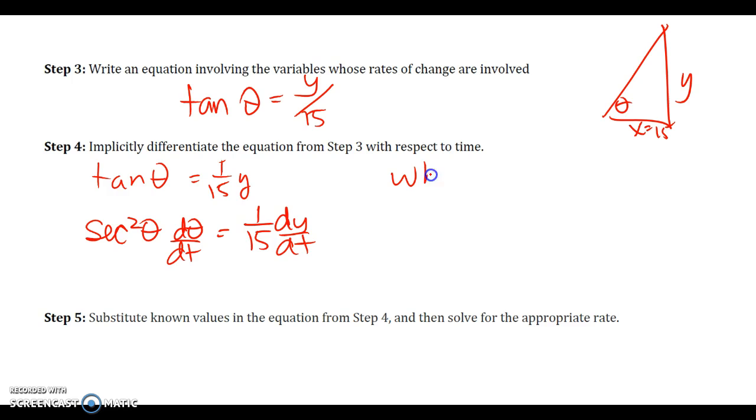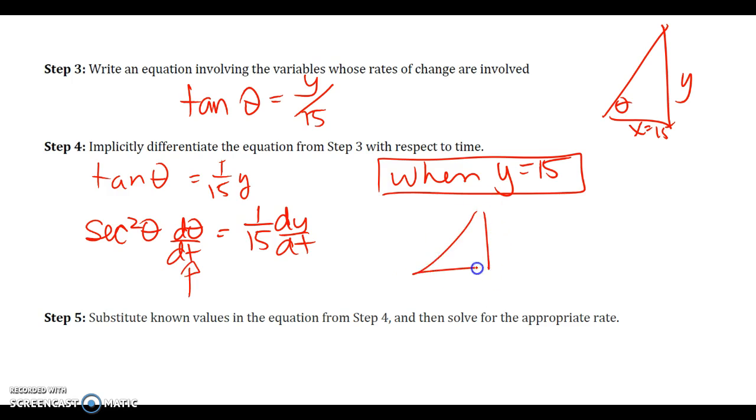Now, when they want to know it when y equals 15, this is going to help us get theta. We want to find this, but we didn't have a theta. So when y was 15, x was 15, we get the tangent of theta equals 15 over 15. So at that point, theta has to be 45 degrees.